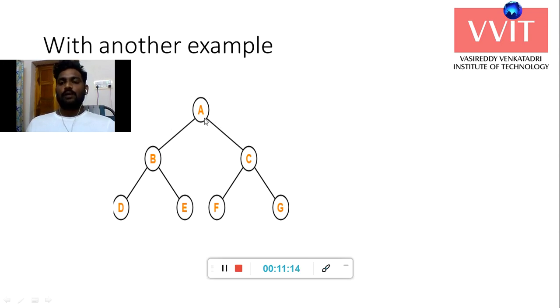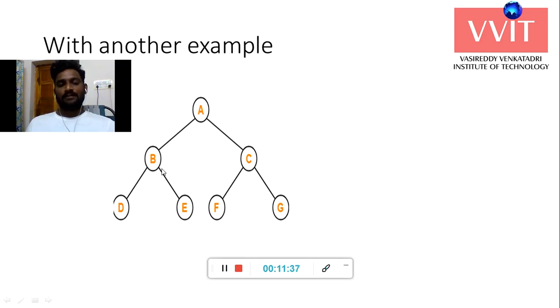Then go to the left subtree of the root node. Here the left subtree of the root node is this part, another subtree of the root node. In that subtree, the root node will act as B. The left child is D and the right child is E. Again in that subtree, we can apply the pre-order traversal technique.